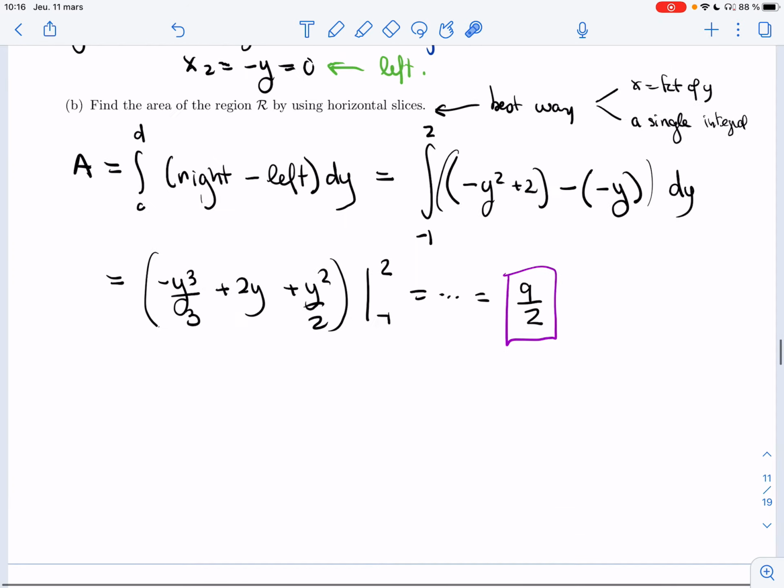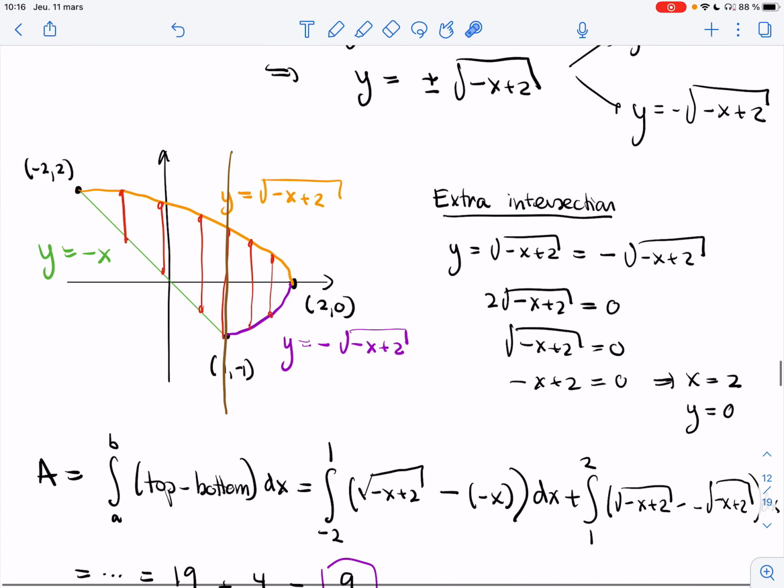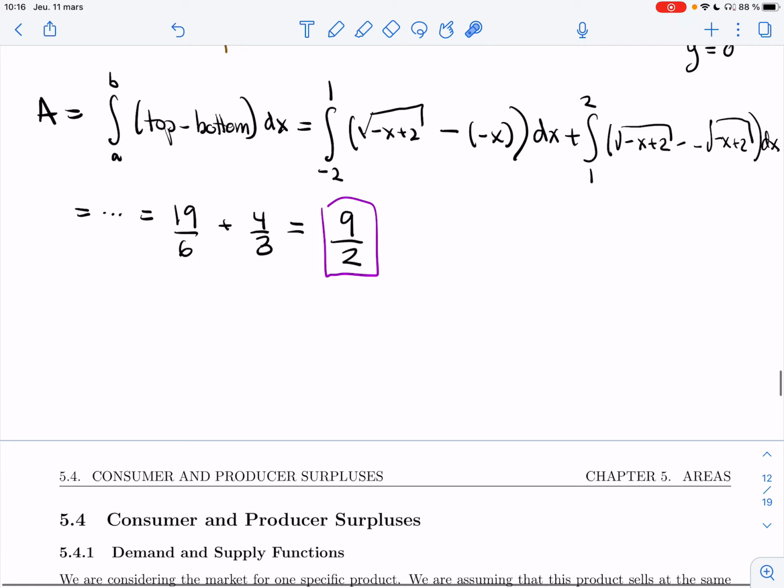All right, so that's it for horizontal and vertical slicing. In the next video, we'll start looking at consumer and producer surpluses, and that's going to be our first application to econ. All right, see you then.